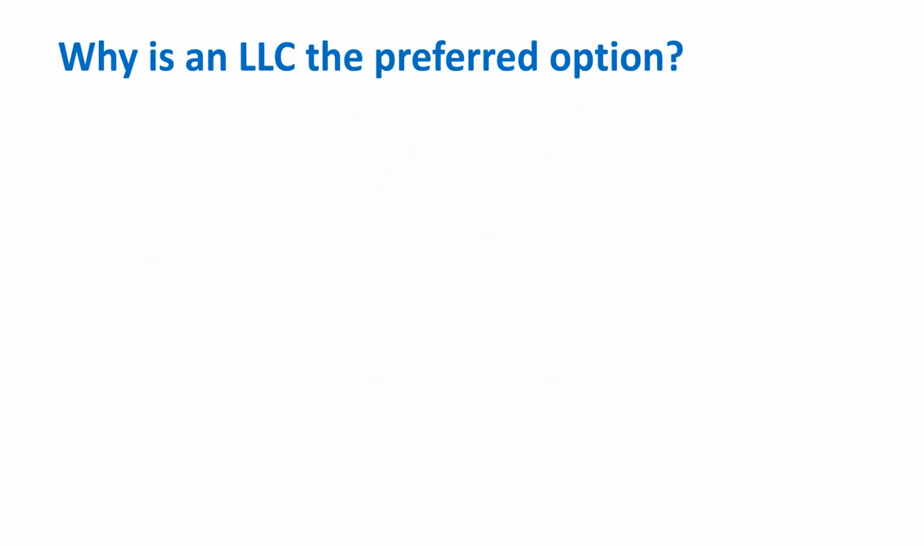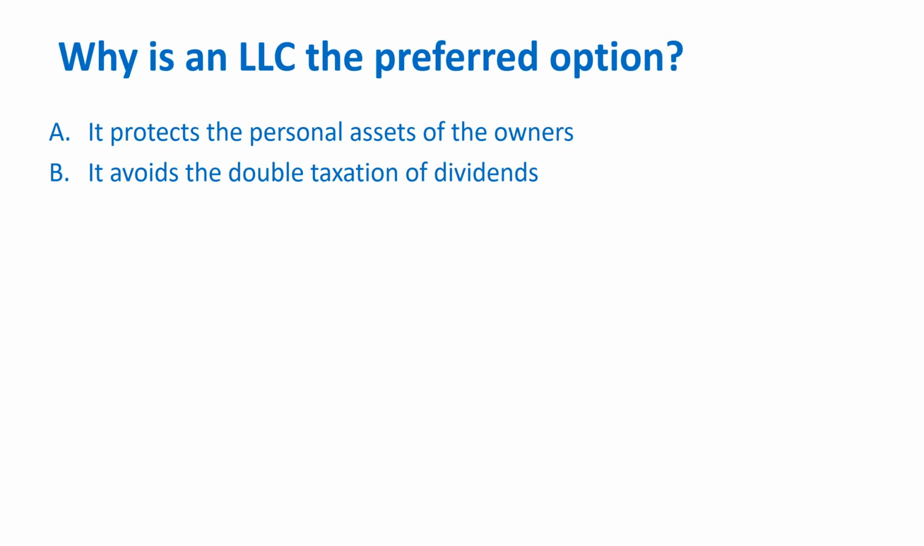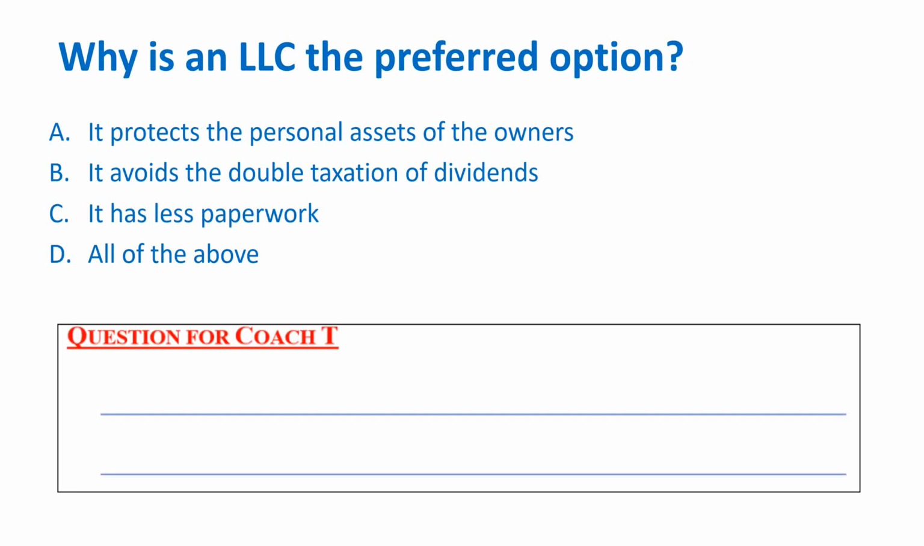Okay. Why is an LLC the preferred option? It protects the personal assets of the owners. It avoids the double taxation of dividends. It has less paperwork. All of the above. Take a minute. Pause the video if you have to. The correct answer is all of the above, because all of this is true, and makes LLC a preferred option.